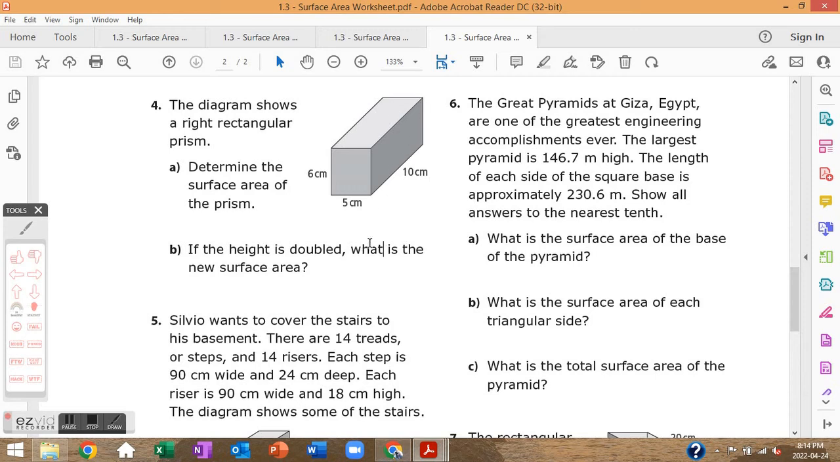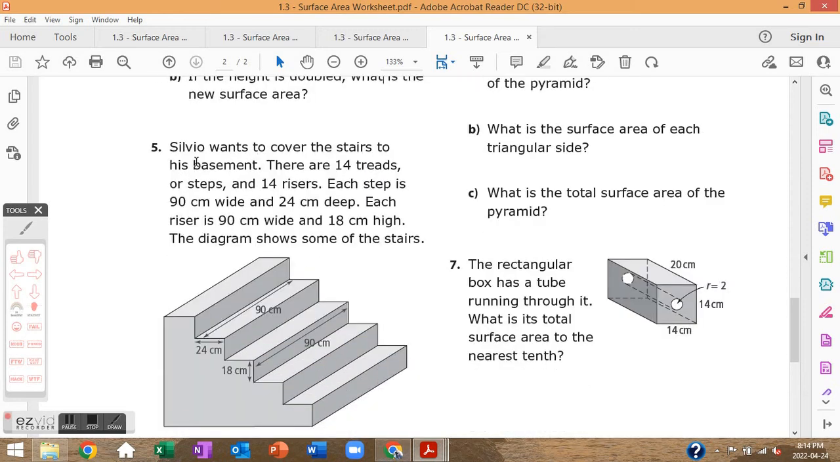All right, so here is Silvio wanting to cover the stairs to his basement, 14 treads or steps and 14 risers. Okay, so this picture is not of the entire set of stairs, it's just giving some of the stairs.